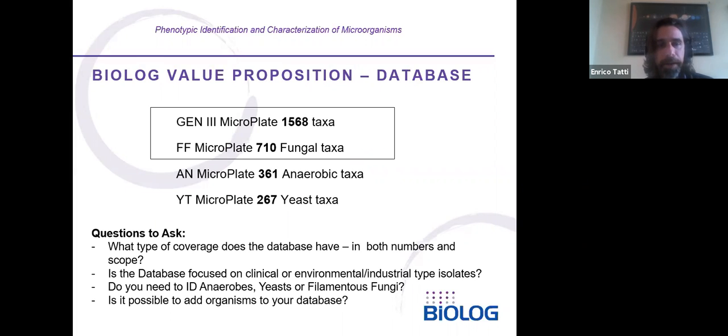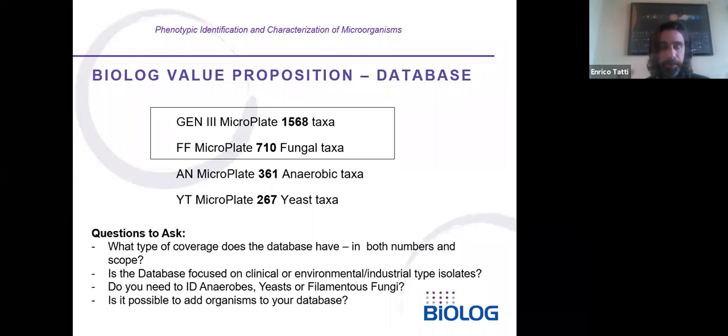So Gen3 and FF database are probably the most known products from Biolog. As I said, Gen3 covers 1,568 different bacteria. FF microplate covers 710 fungal taxa. Then we have other plates and other databases that I didn't explore here in particular because they work pretty much in the same way, but they focus particularly on anaerobes. So we have a database specific for anaerobes with 361 anaerobic taxa. And we also have a specific database for yeast with 275 different taxa.